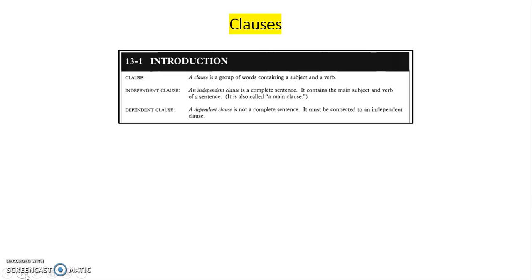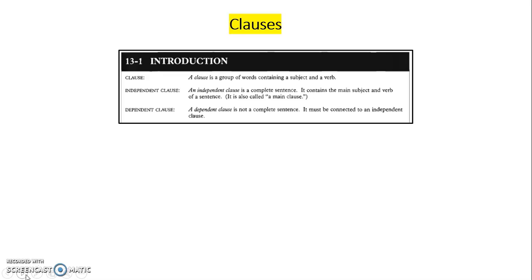So an independent clause can stand alone. On the other hand, a dependent clause is not a complete sentence. It must be connected to an independent clause, so a dependent clause cannot stand alone. An adverb clause is actually a dependent clause. So to make a relationship, an adverb clause needs an independent clause to complete the sentence.